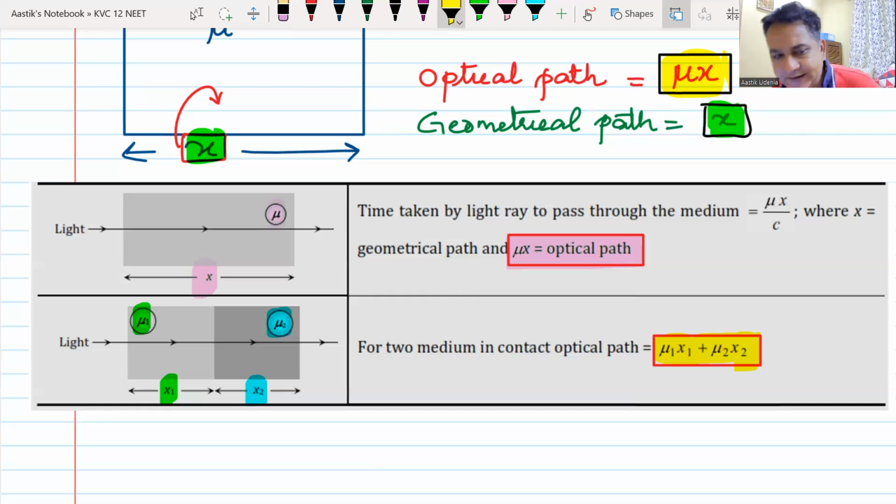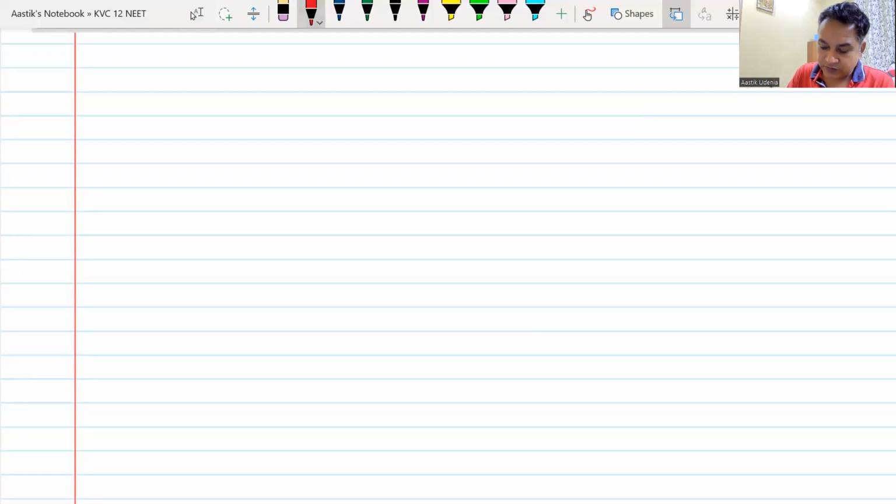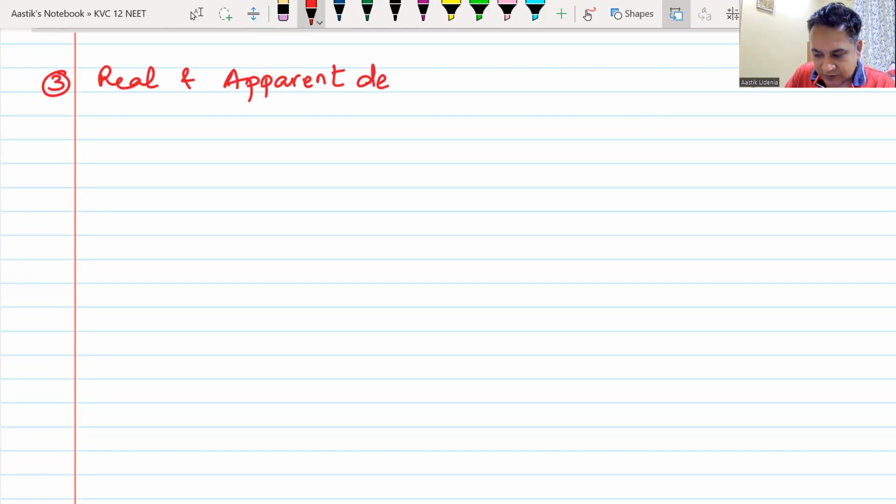And the next heading that we are going to write is heading number 3, real depth and apparent depth. Now, it's a very common phenomenon that we see. Suppose we have a coin that has fallen inside water, and if you are looking at this coin from air outside water, this coin will appear to be raised up. It will appear closer than it actually is.